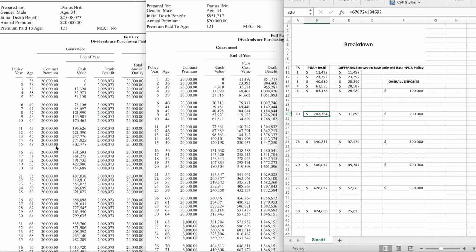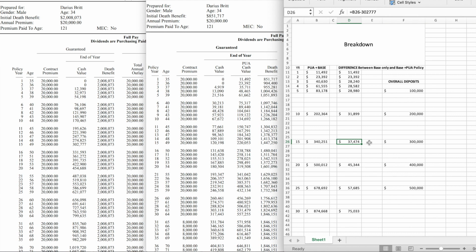So let's keep going. In year 15, we have $302,777 available. And then we're adding these two columns together. So in year 15, we have $340,251. And now the difference between these two policies is $37,474.